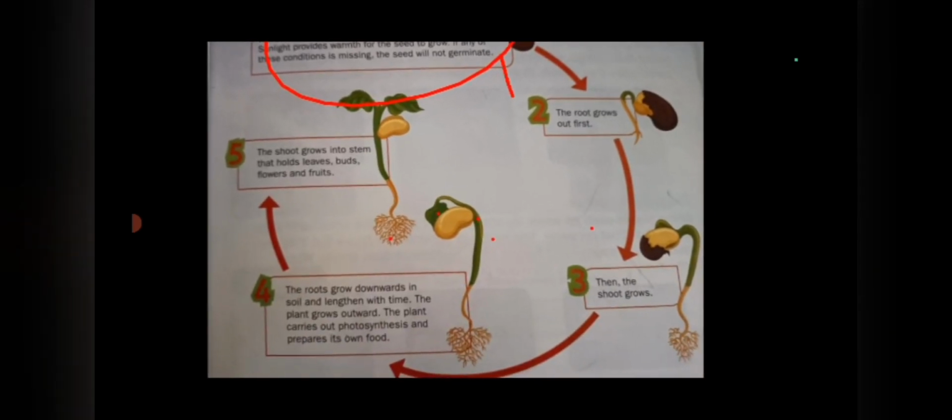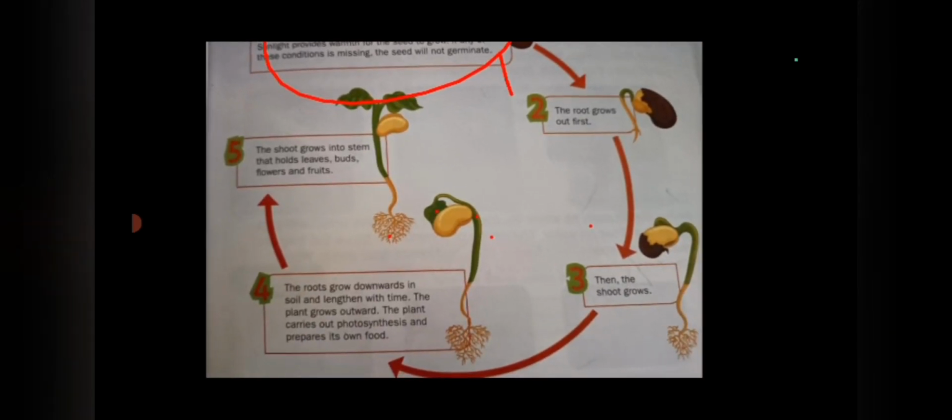Here you can see the root grows out first. If you soak the seed for 4 or 8 hours and keep it in a place where it gets proper water, sunlight and air, you can see first the root only comes. You can check it through your experiment. You can take a seed, soak it and keep it in a proper place where it can get water, sunlight and air. So you can see that in the second stage the root grows out first.